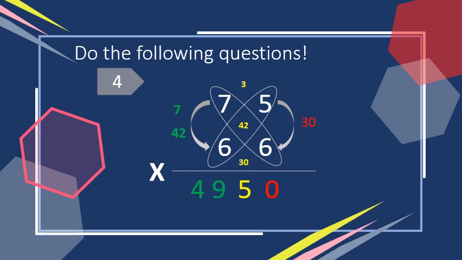And then we can multiply 7 and 6. And the result we can put beside the 6 number. And you can look at the green numbers. You can add all. You can add 7 plus 42. And the result is 49. So, the result of multiplying between 75 and 66 is 4950. Understand, students?